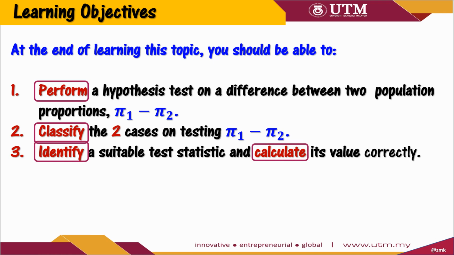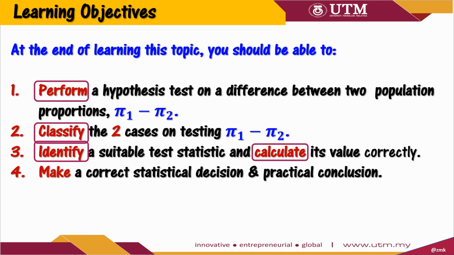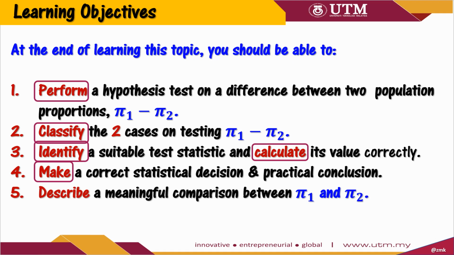Once you have calculated the test statistic value and compared it with the relevant critical value, you should then be able to achieve the fourth learning objective, which is to make a correct decision whether to reject or not to reject H0, followed by writing a correct practical conclusion about pi 1 minus pi 2. And finally, you should also be able to describe a meaningful comparison between the two population proportions pi 1 and pi 2.